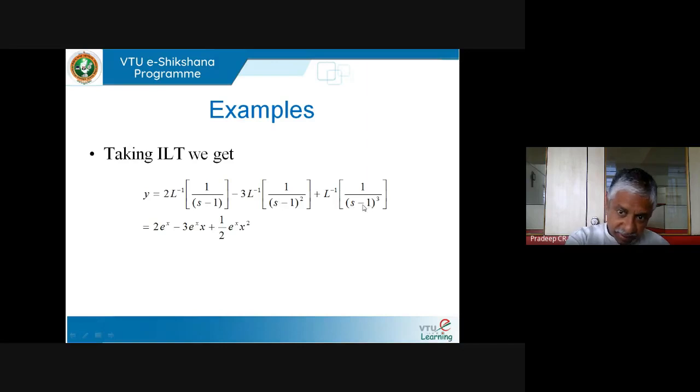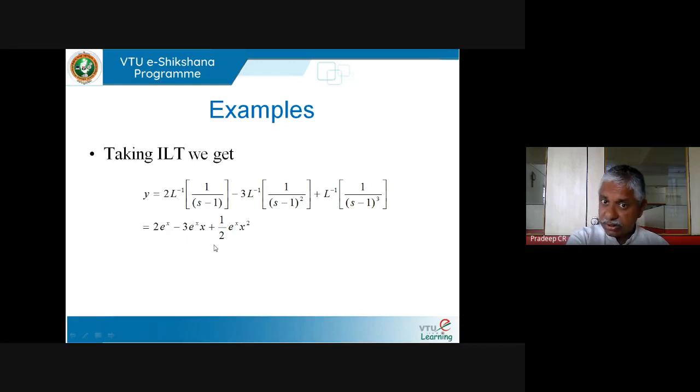And here s minus 1 whole cube is there. So I would have preferred it to be 2 by s cube. Then I would have written its inverse Laplace as t square, which is x square. So the same e power x will come out because of s minus 1. I'm sure you have done this kind of thing, so I will not spend too much more time on this. So inverse Laplace of this whole thing is this. That means this is the function: y of x is equal to 2 e power x minus 3 x e power x plus half x square e power x. This is the solution.